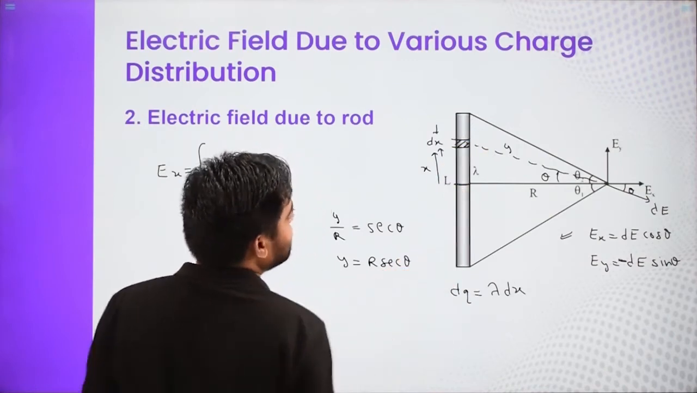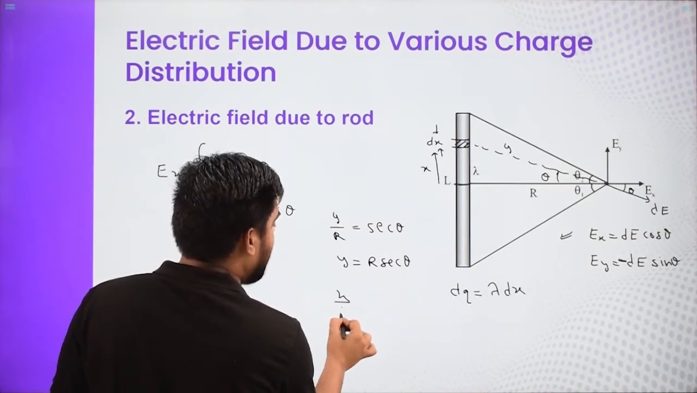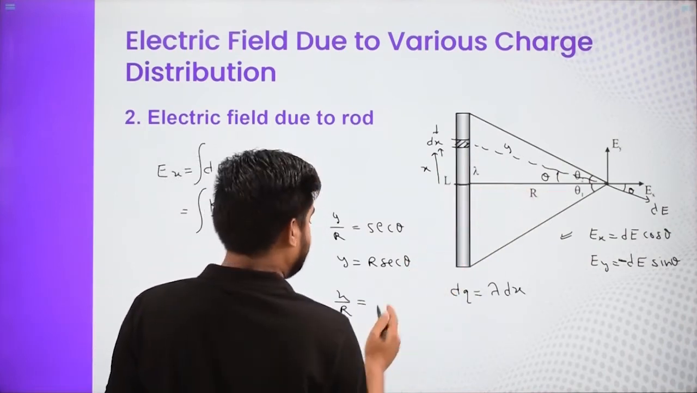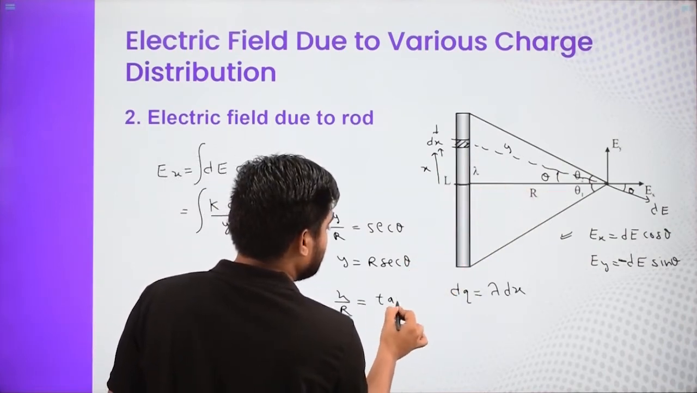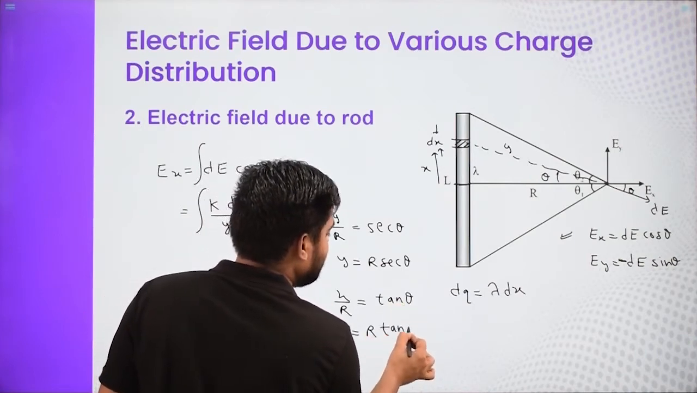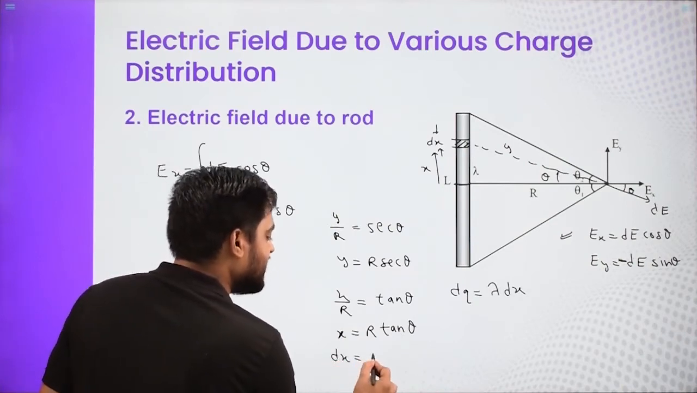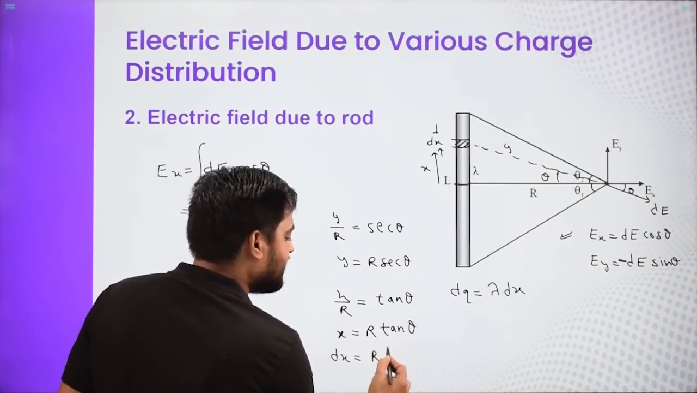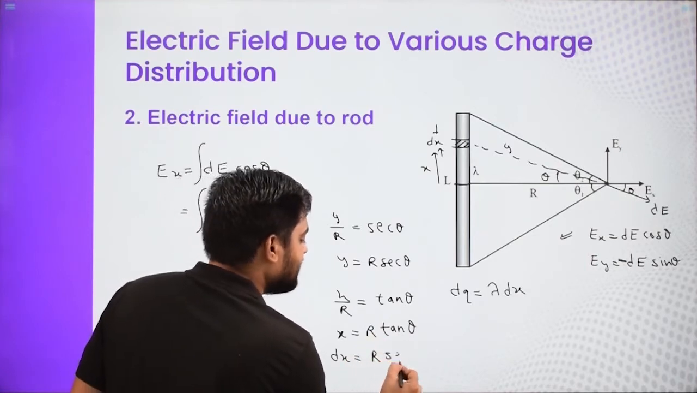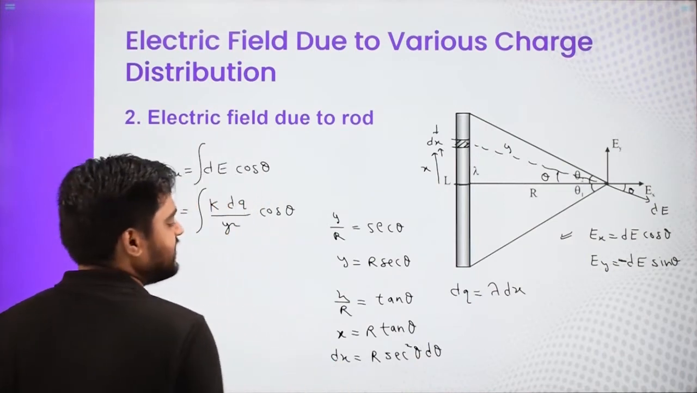How do you relate x and theta? I am saying that x divided by r is nothing but opposite by adjacent, so tan theta. So x is r tan theta. Differentiate this. So differentiation of x is dx. So dx is nothing but r, r is a constant quantity, and differentiation of tan theta is sec square theta d theta. And that is what our dx value is.